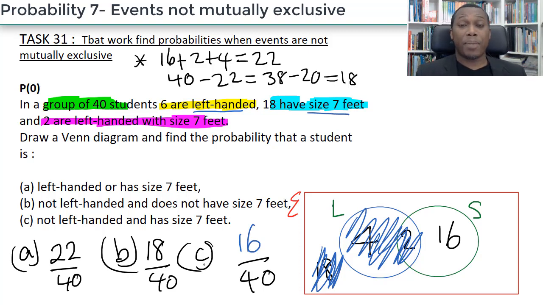The probability of somebody being not left-handed but having size 7 feet is 16 on 40. If you simplify 16 on 40, what's the highest common factor? 8 is the highest common factor, which will give you 2 on 5, 2/5 if you went all the way simplifying. And 18 on 40 is 9 on 20 for B, 9 on 20 if you went all the way.